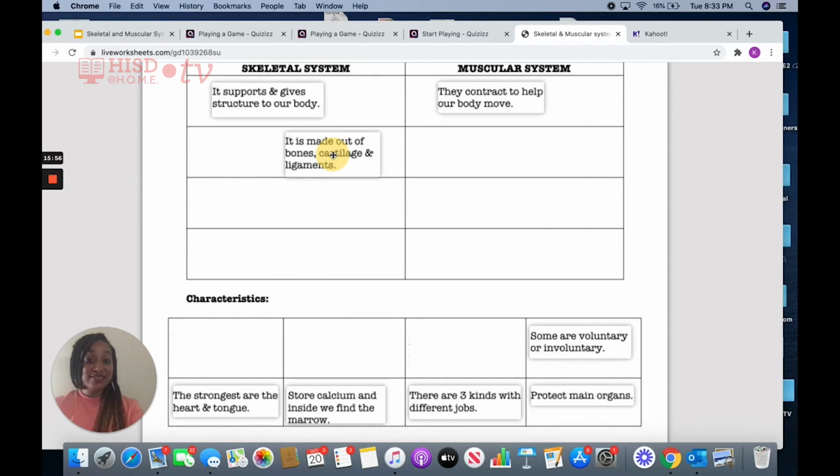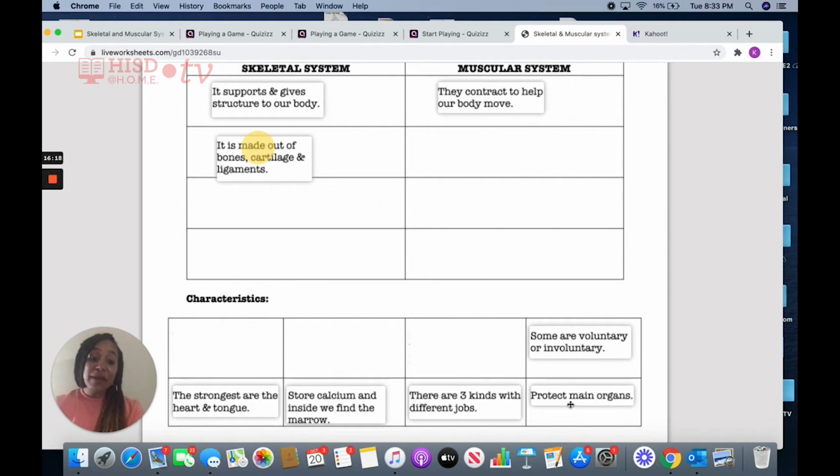Need a hint? Bones. So are bones part of our skeletal system or our muscular system? They're part of our skeletal system. Very good. I think I got it there. All right. Let's keep going. Anyone see another one that's easy?